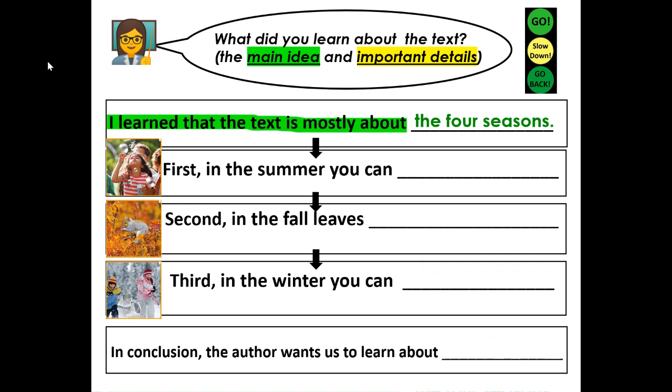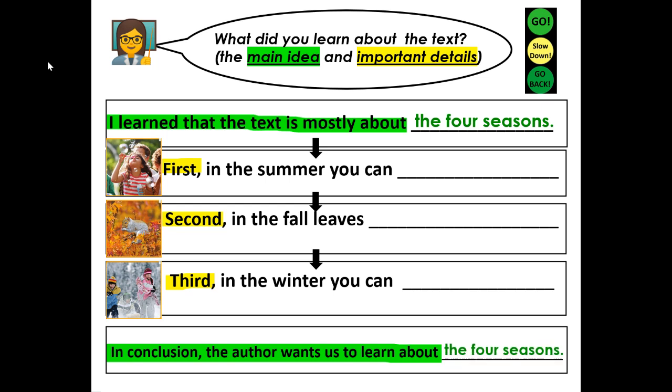And then we're going to slow down and you're going to write your first detail sentence, and then your second detail sentence, and then your third detail sentence. And then I'm going to give you your conclusion. We're going to go back and restate the main idea. What was the text mostly about? So in conclusion, the author wants us to learn about the 4 seasons.